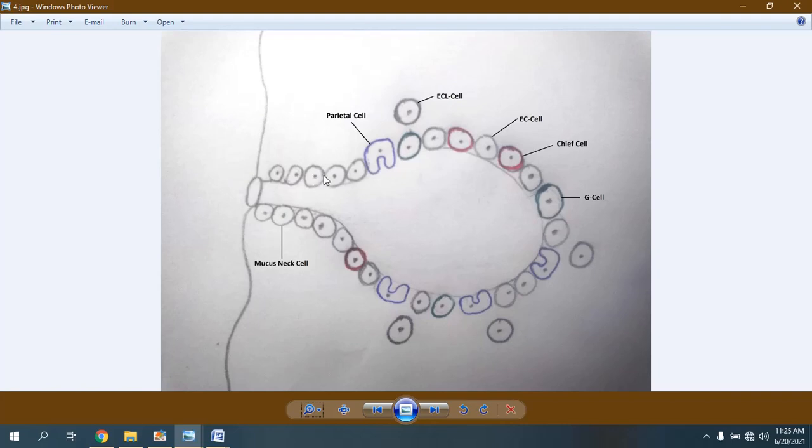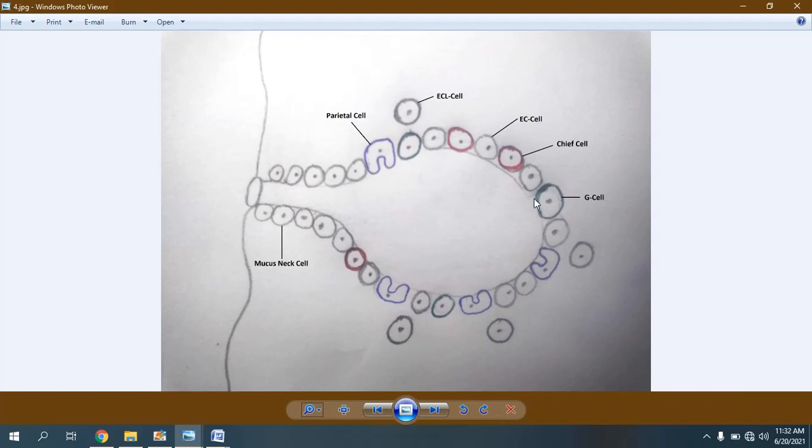Similarly, in the neck area of this gastric gland, the mucus neck cells are present, which are also responsible for the production of mucus. Inside this gastric gland, a large number of endocrine, exocrine and paracrine cells are there, which are responsible for secretion of various hormones and fluids. So first of all, the parietal cell. Parietal cell is responsible for the secretion of HCl, the hydrochloric acid, and intrinsic factor. We will learn about the parietal cell in the next slide in detail.